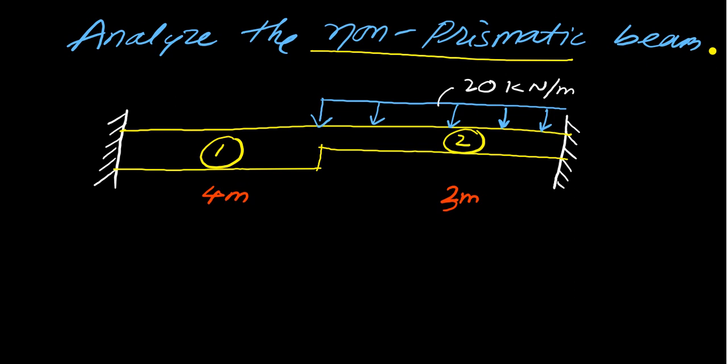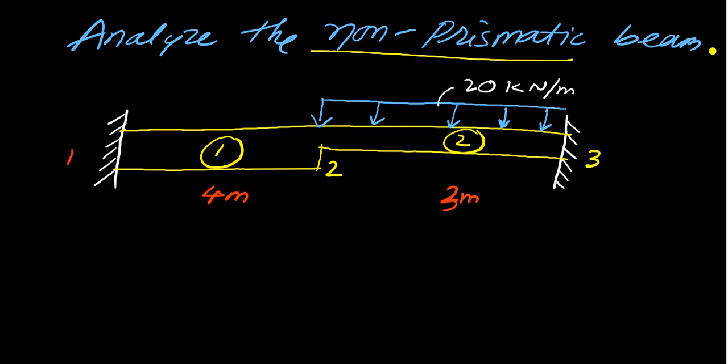Okay, and the connectivity. Here it is connecting from node 1, so node 1, node 2 and this is node 3. So three nodes are connected. So connectivity for member 1 is from 1 to 2, and for member 2 it is from 2 to 3. Okay, hope you understand.